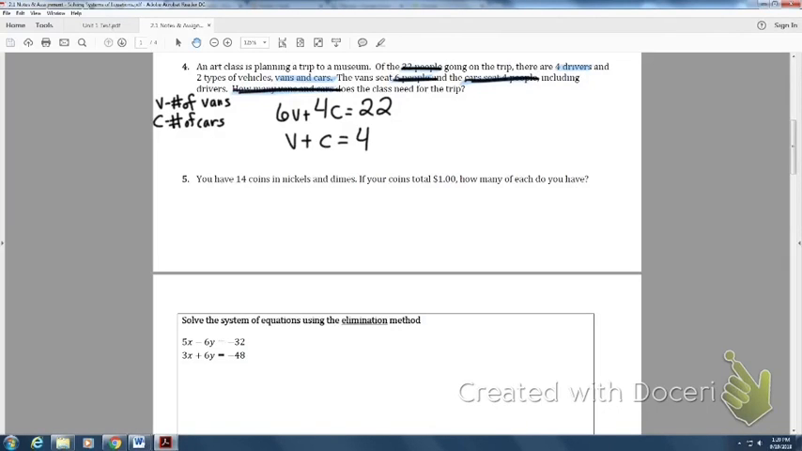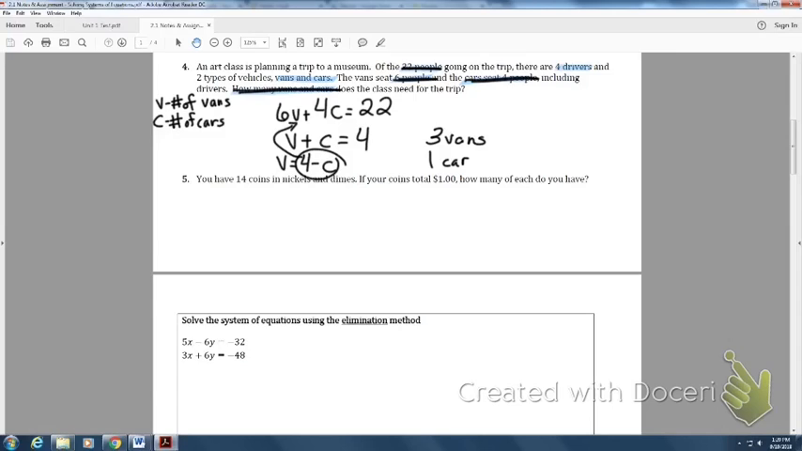Somebody tell me why these 2 variables in the second equation are going to be easier to solve for than the 2 variables in the first equation. They do not have coefficients. So I'm going to take that second equation. I'll solve for V. You can solve for C if you want. Subtract C to the other side. And then I'm going to plug that in for V into the first equation. So go ahead and finish that problem.